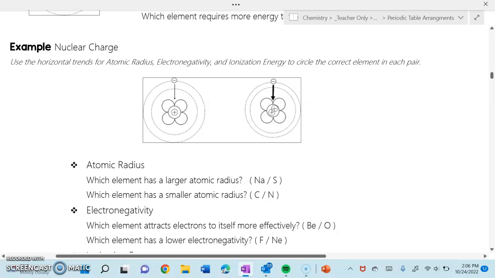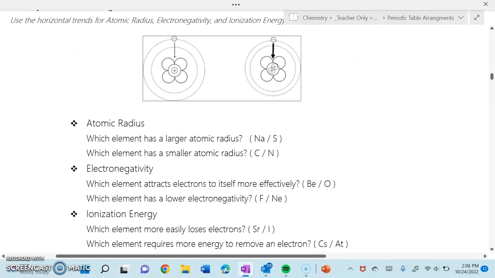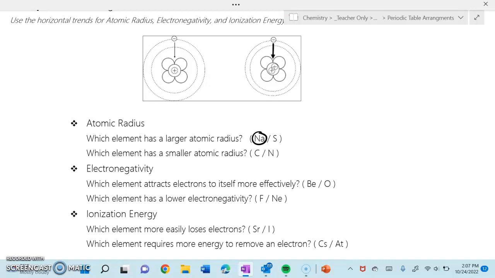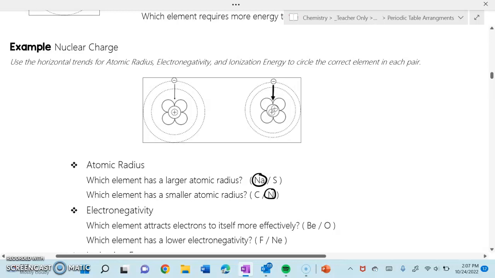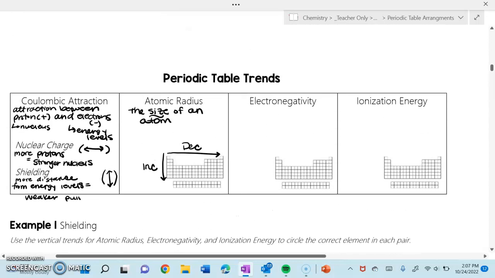Now let's look at the vertical, nope, we just did vertical. Let's look at the horizontal trend. Going across, we're going to decrease in size because within that same energy level, we have a stronger pull in our magnet, if you will, of the nucleus. Which element has a larger atomic radius, sodium or sulfur? Find them. Sodium has less protons in its nucleus within that energy level, so it would be the largest. Which element has a smaller atomic radius, carbon or nitrogen? Nitrogen. So there's atomic radius based on the pull of the electrons, both horizontally and vertically.